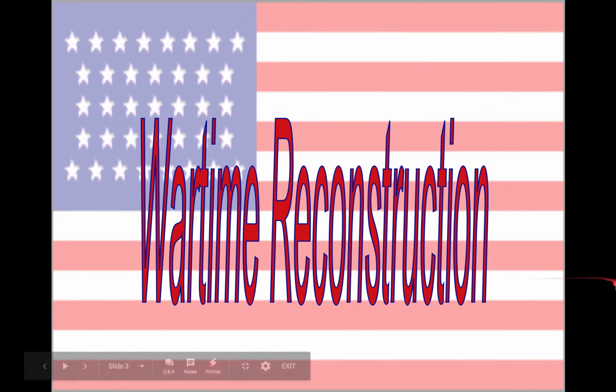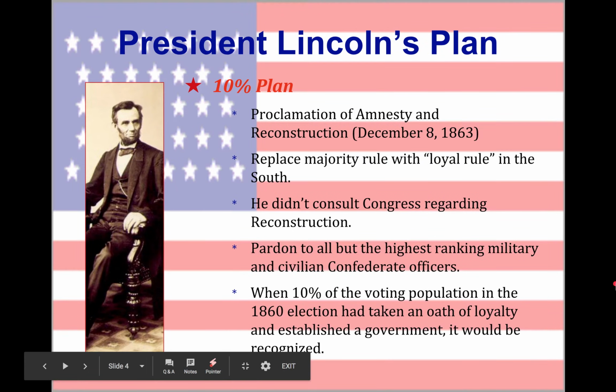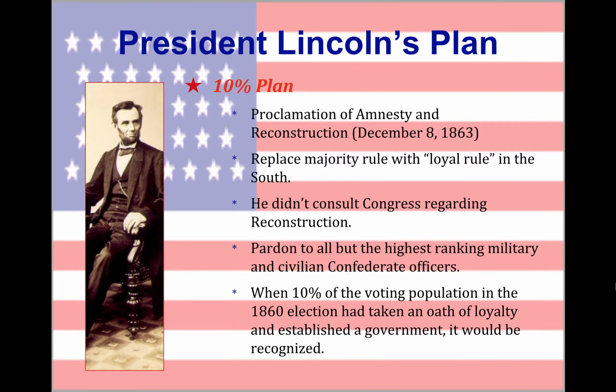So let's talk about Reconstruction before the war's over. So Lincoln, by the time 1863 rolls around, has a decent expectation that the Union will win this conflict. And so the first thing he does is actually proclaim this plan in the Proclamation of Amnesty and Reconstruction. And note the date, right? That's very shortly after the Gettysburg Address. So it's fairly early on. The war won't end until 1865.